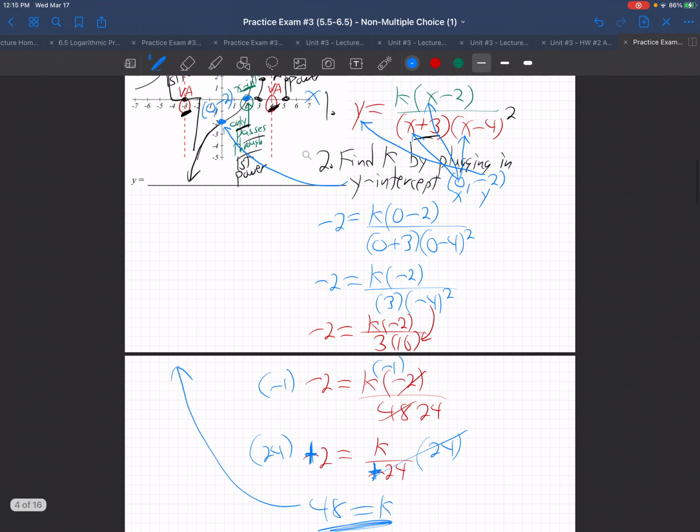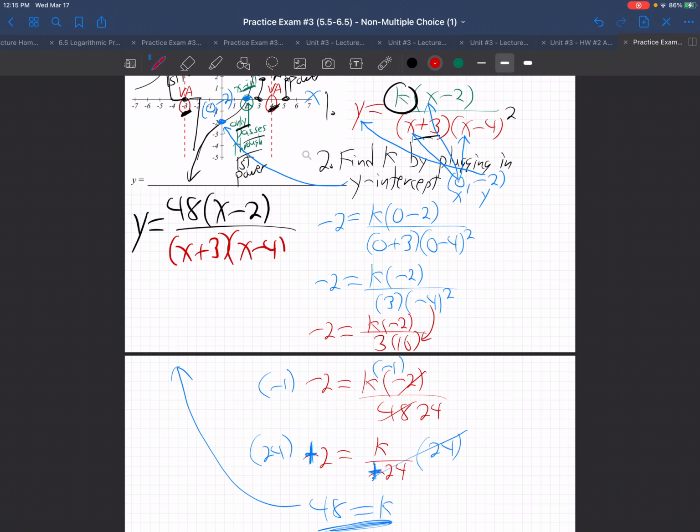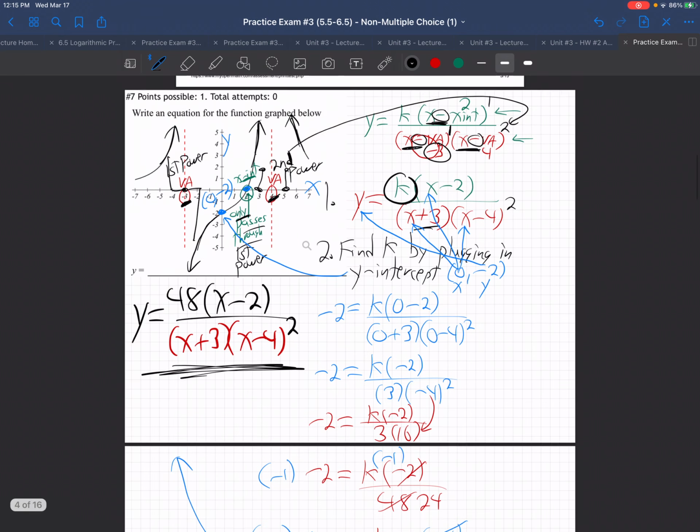So the overall formula is y equals k, 48 times x minus 2 on the top over x plus 3, x minus 4 squared. There it is.